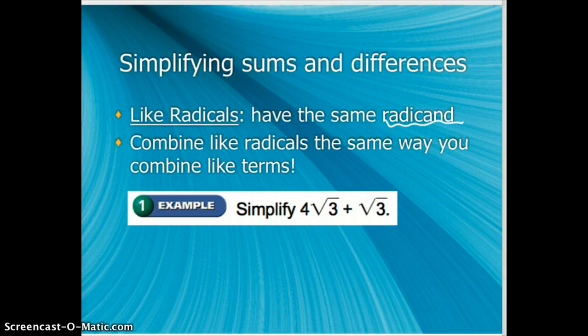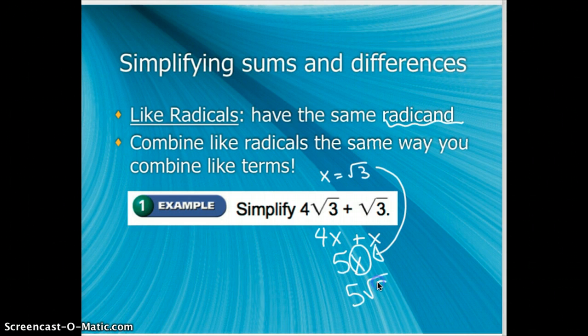So if I said simplify 4 root 3 plus root 3, you could think of it like, let's pretend x equals root 3. Then we're really just doing 4x plus x, and remember, that's just 1x, so we get 5x. But remember, we said x was root 3, so we get 5 root 3. You don't really have to go through all that business of putting in x equals root 3, but let me give you another example very quickly.